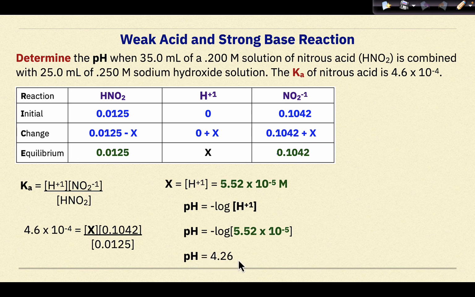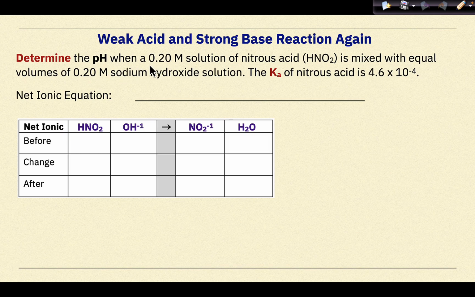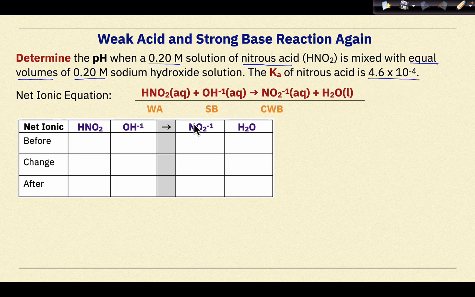Let's do another example. Determine the pH when a 0.20 molar solution of nitrous acid, HNO2, is mixed with equal volumes of 0.20 molar sodium hydroxide solution. Again, our Ka of nitrous acid is 4.6 times 10 to the negative 4. This example uses equal volumes of acid and base. Therefore, the dilution calculations are not needed.